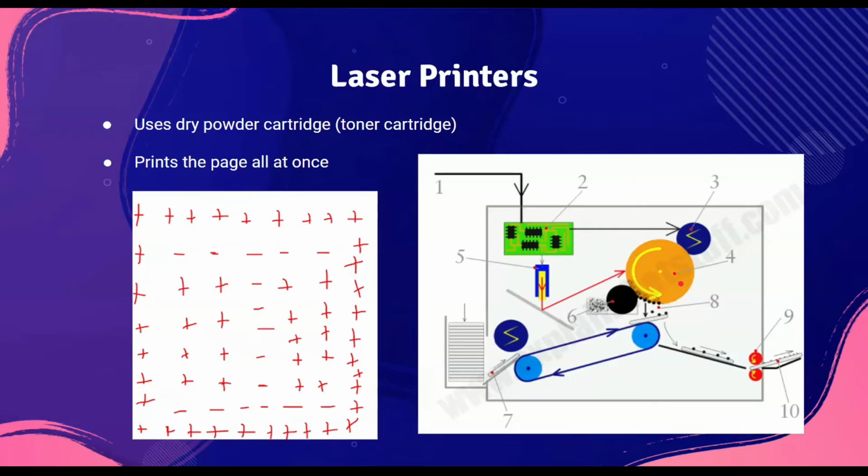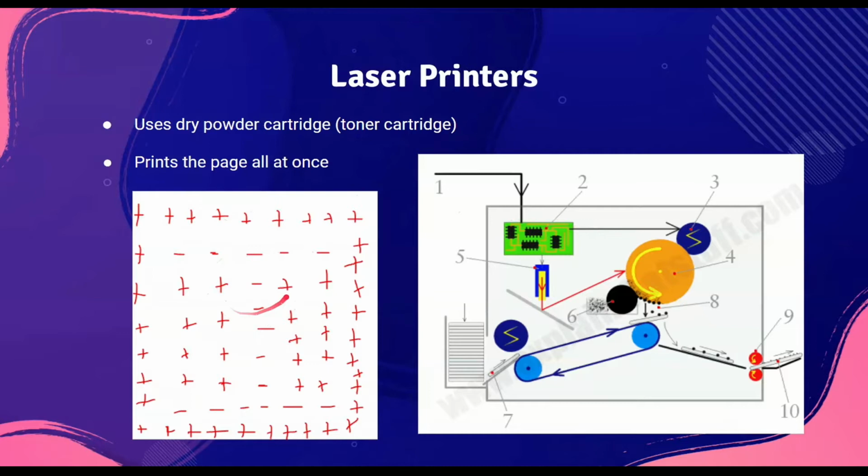It will be filled with positive charge by the electrifying object. Then the laser writes the document or the image on the spinning positively charged drum. When the laser touches the drum, the area it touches changes to negative.